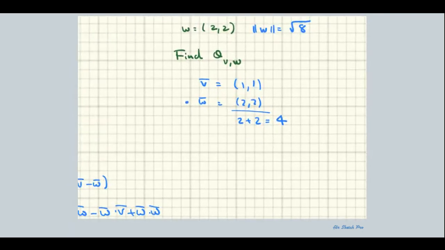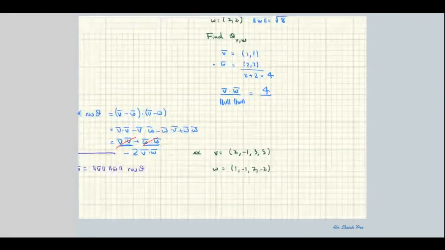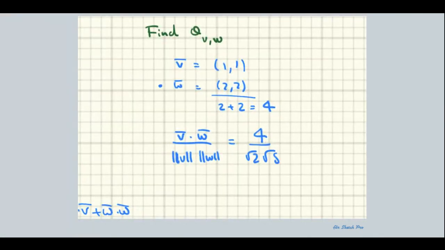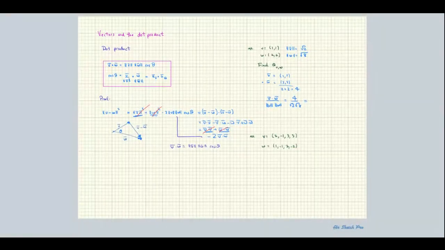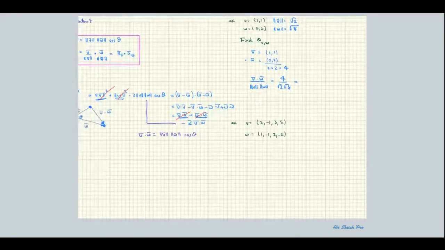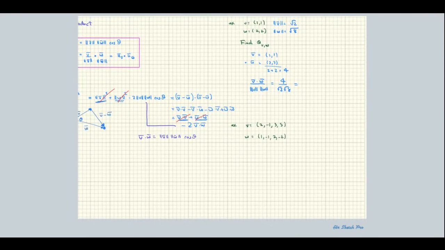We end up with V dot W over the lengths, which is going to be what? And the lengths are root 2 and root 8. What do we get here, guys? What do we get? What's that length? V dot W over the lengths of V and W.